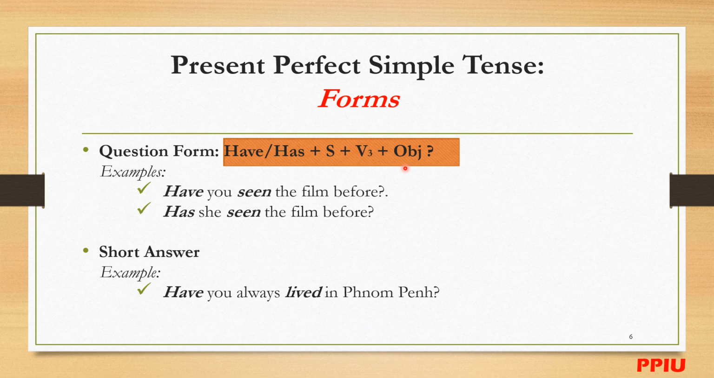Example, have you always lived in Phnom Penh? Have you always lived in Phnom Penh? The answer is, if you have lived in Phnom Penh, you can answer yes, I have, or no, I haven't, if it's not true for you, in short form. Or you can also answer in full, yes, I have always lived in Phnom Penh.